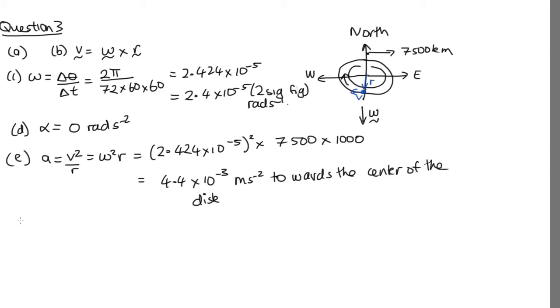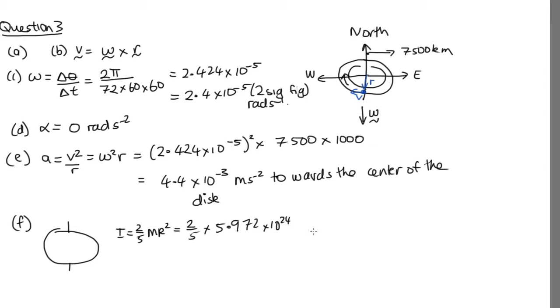And then F. Now we're going to consider the Earth, and we're asked to calculate the moment of inertia of the Earth. And so the Earth is a sphere, and on the formula sheet we're told that the moment of inertia for a sphere is equal to 2/5 mr squared. And then on the data sheet we're given the mass of the Earth. The mass of the Earth is 5.972 times 10 to the 24 kilograms. And the radius of the Earth is 6.371 times 10 to the 6 meters.